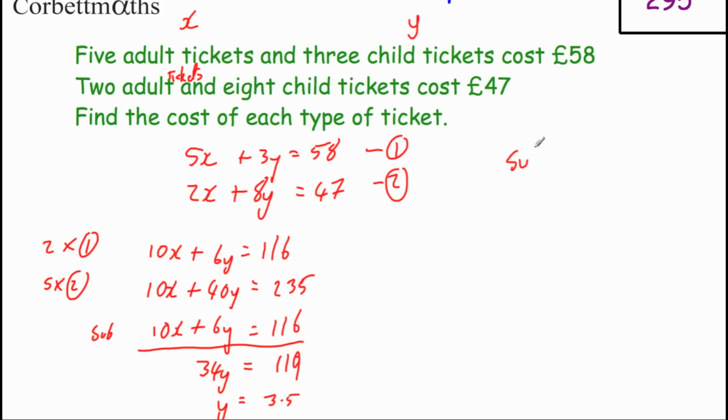So let's sub y equals 3.5, and we can choose either equation 1 or equation 2. I'm going to choose equation 2, so into 2.